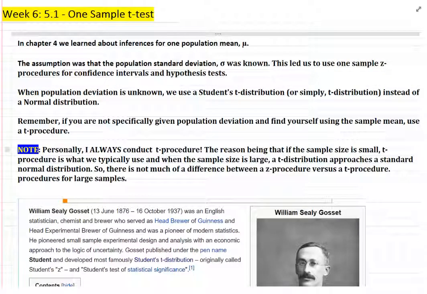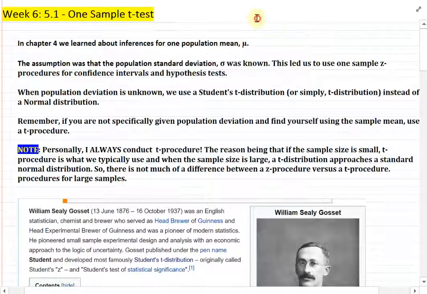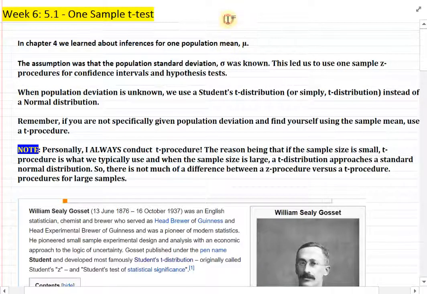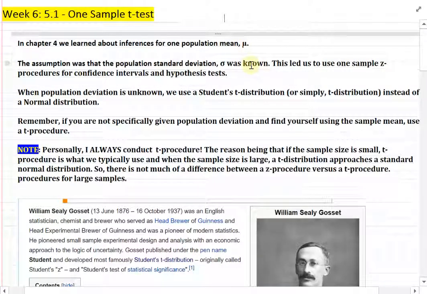In this video, we're going to talk about one sample t-test. If you recall from chapter 4, we did inferences for one population mean, and in that chapter, one of the assumptions that we made was that the population standard deviation sigma was known. Okay, now we're going to make a change to that assumption.